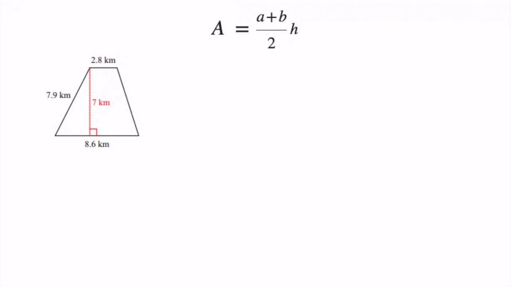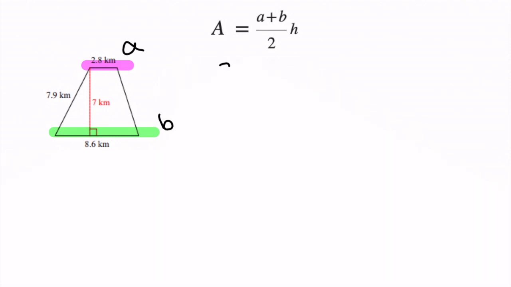So in our formula right here, we have (a plus b) over 2 times height. So what this stands for, we have a and b. This is base 1 and base 2, in no particular order, either one is fine. This can be a and this can be b.